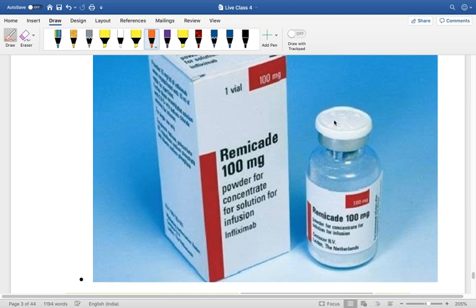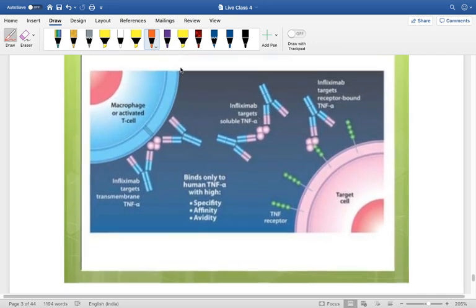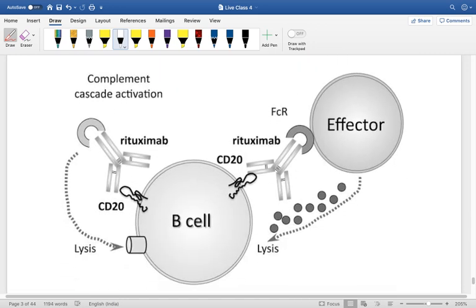भैया एक infliximab दे दो, एक डब्बा देखे तो आपको याद रहेगा infliximab. So doctor, how does infliximab act? Infliximab targets the soluble TNF alpha. That is how it acts like a anti-inflammatory. Now doctor, what is this drug? Rituximab. What is rituximab? Anti-CD20 is rituximab.